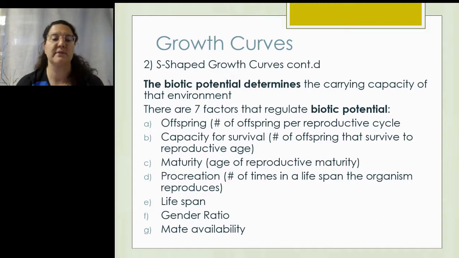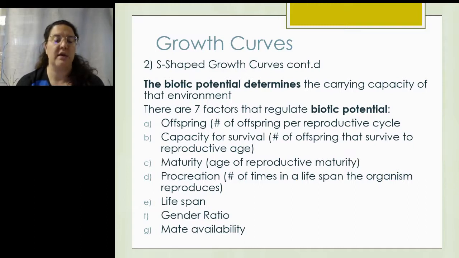Then we look at the capacity for survival, the number of offspring that survive to reproductive age. And this is typically inverse to the number of offspring. So the more offspring you have, the less likely they are to survive to a reproductive age, where the fewer offspring you have, the more likely they are to survive.